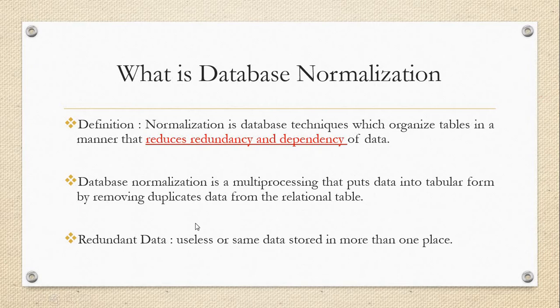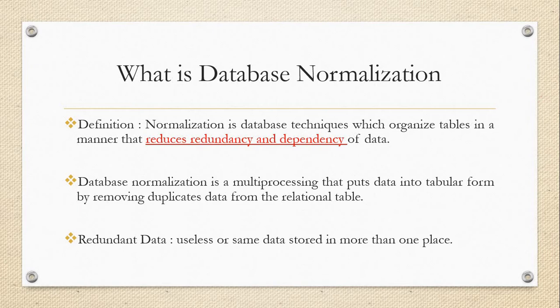So database normalization is a process that puts data into tabular format. We all know that whenever we store data in an RDBMS, the data is stored in tabular format. In the normalization process, we remove the duplicate data from the relational tables. For example, we have a number of attributes and a number of tables, and there is duplicate data inside two tables. We need to remove it by using normalization.